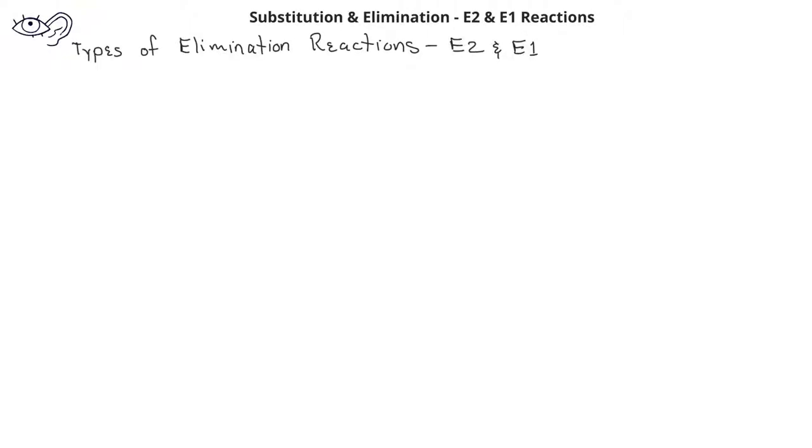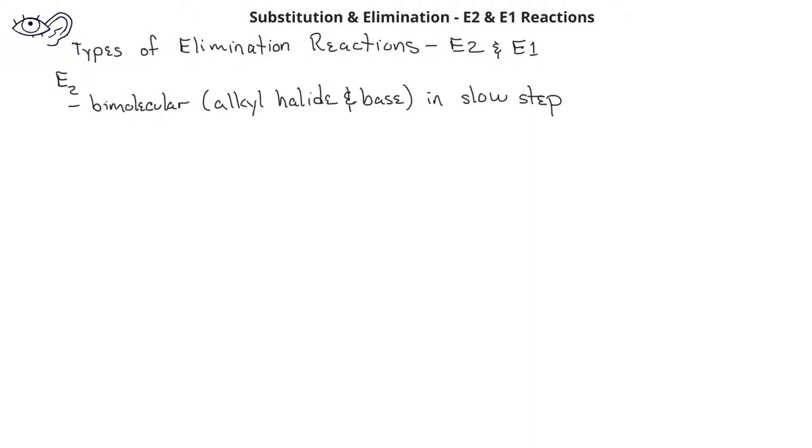Now that we've looked at the substitution reactions, let's examine elimination reactions. Just like the substitution reactions, there are two different types of elimination reactions, E2 and E1. In E2, these are designated 2 because they are bimolecular. In other words, the slow rate determining step has 2 molecules involved. Specifically, the 2 molecules involved are the alkyl halide and a base.